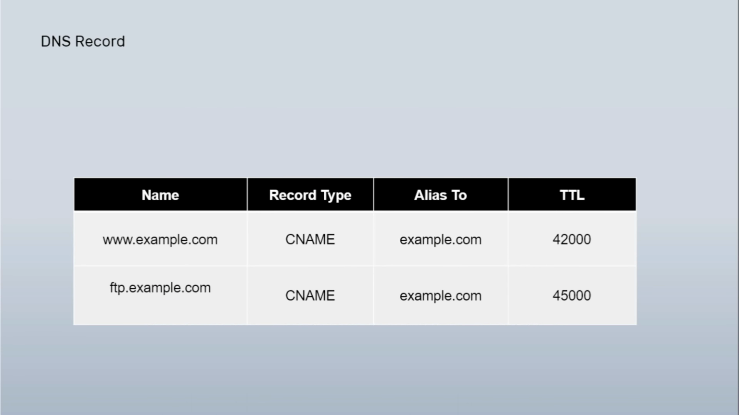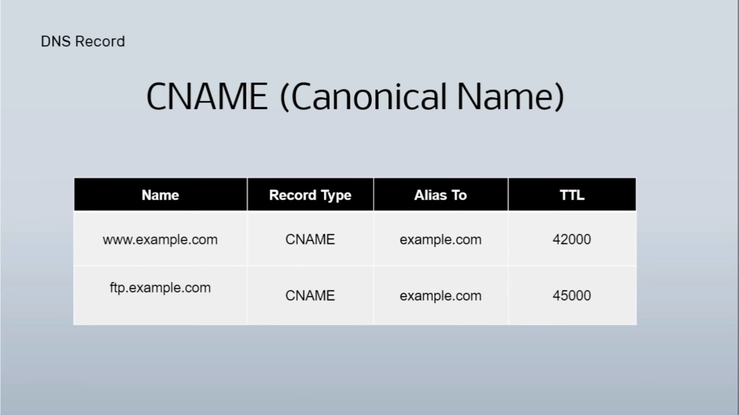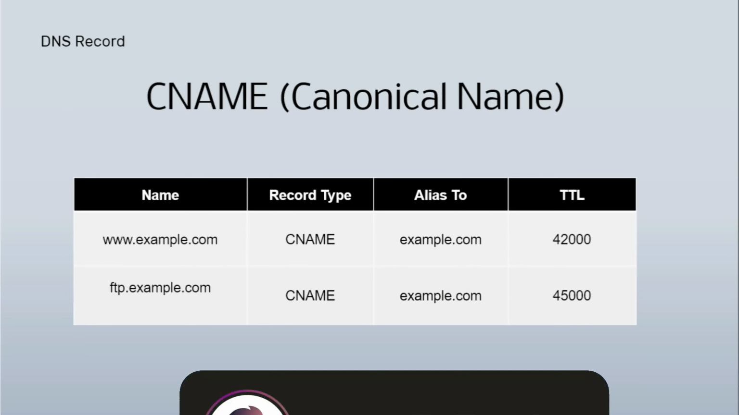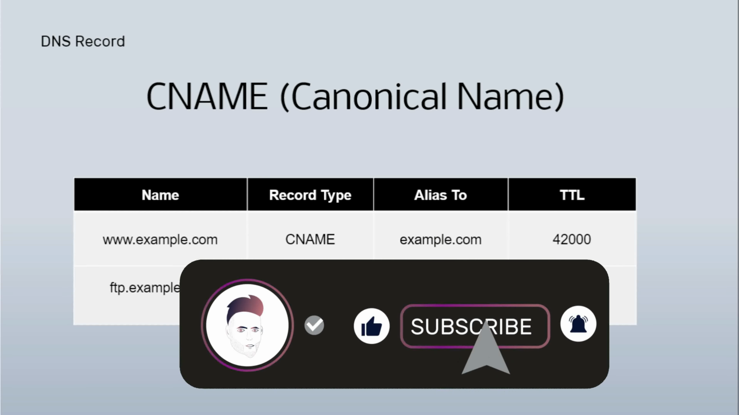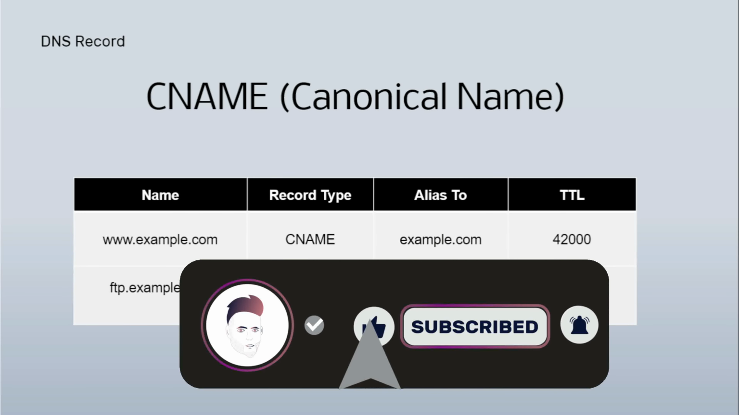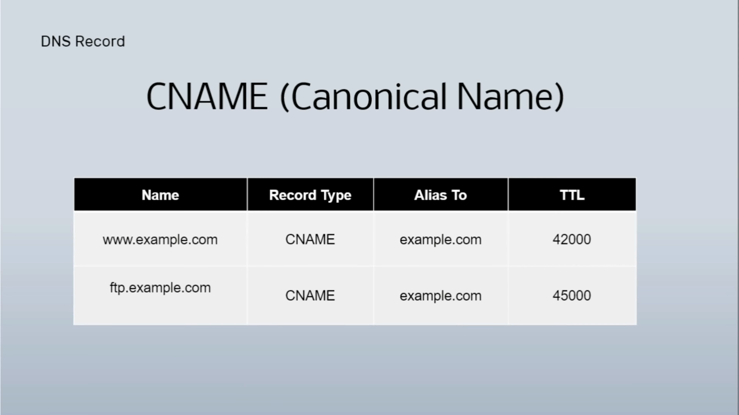As an example, let me show you. We have www.example.com, which uses the record type CNAME, and it's used to map an alias to example.com, which uses a TTL of 42,000. And also ftp.example.com, which is a domain name and uses a canonical name and is mapped to example.com, which uses a TTL of 45,000. So this type of record is used for the purpose of domain to domain name and subdomain to domain as well.